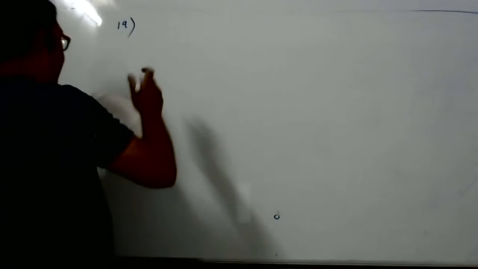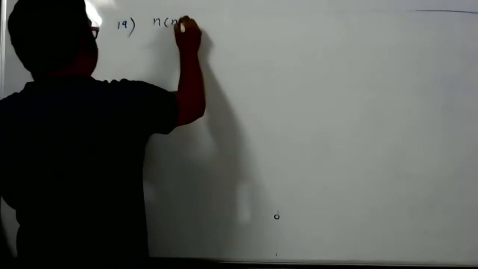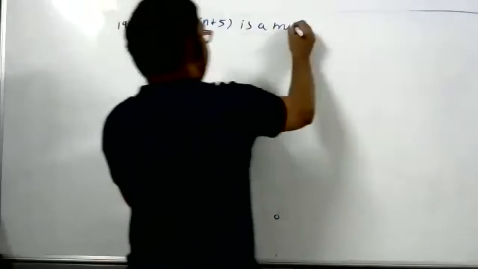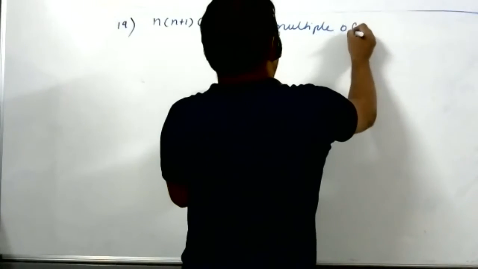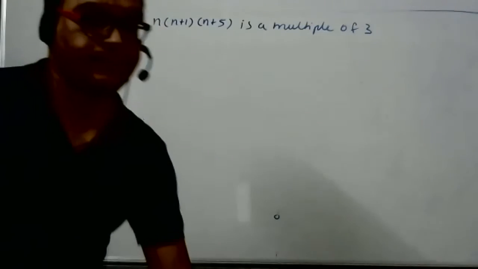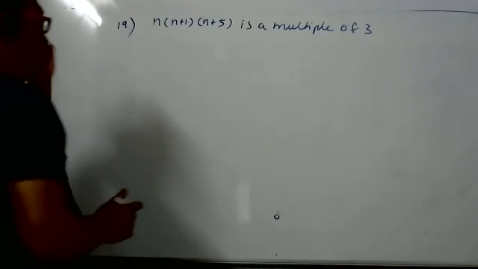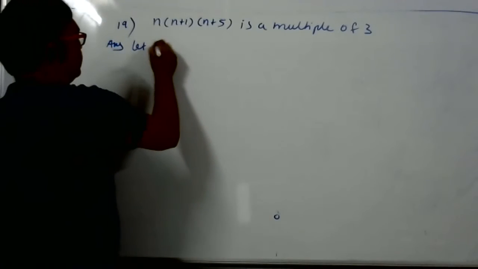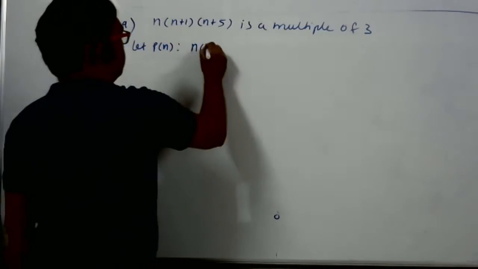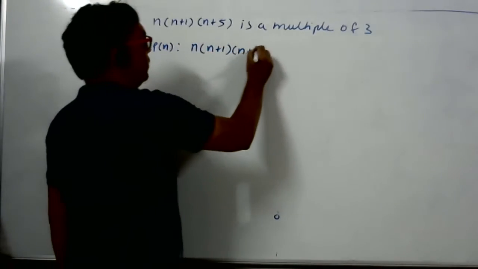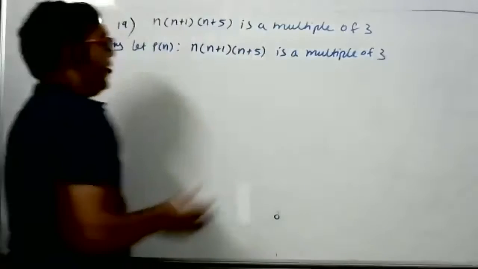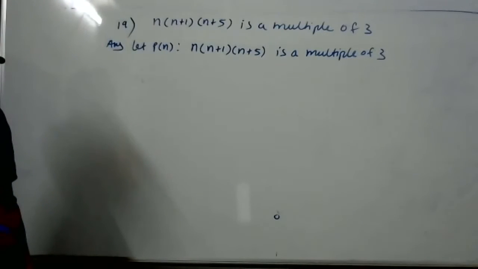Don't worry. The 19th is: n into n plus 1, n plus 5 is a multiple of 3. You know the meaning of multiple. What is the meaning of multiple of 3? Nobody is giving an answer. Girls, what is the meaning of multiple? It is divisible by 3. Divisible by 3. P of n is n into n plus 1, n plus 5 is a multiple of 3.